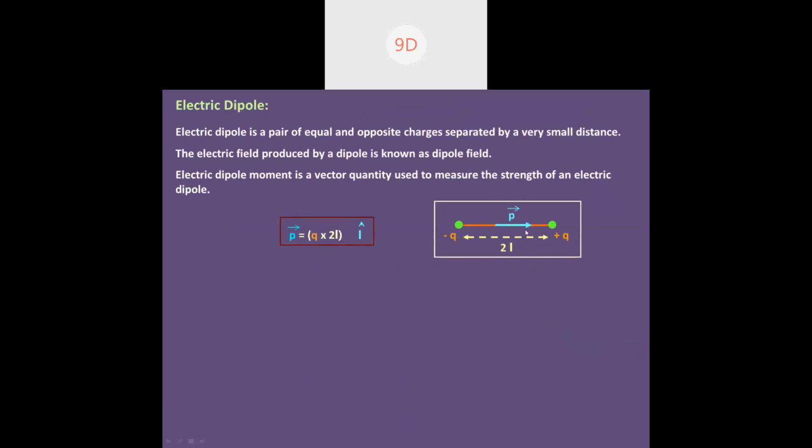You have two equal charges, both are q, but their sign is opposite. So, if I have two equal and unlike charges spaced at some distance between them, then such a system is called an electric dipole. A dipole is created when two equal and unlike charges are placed at some distance from each other.